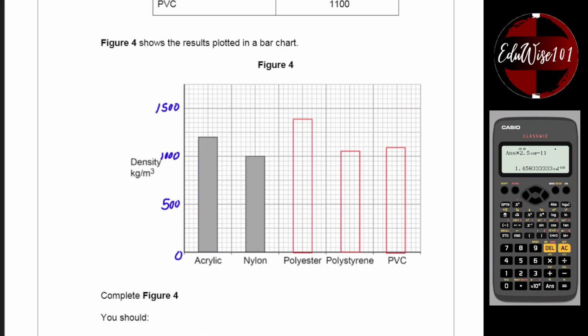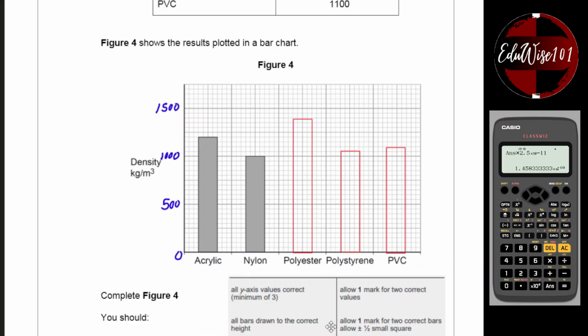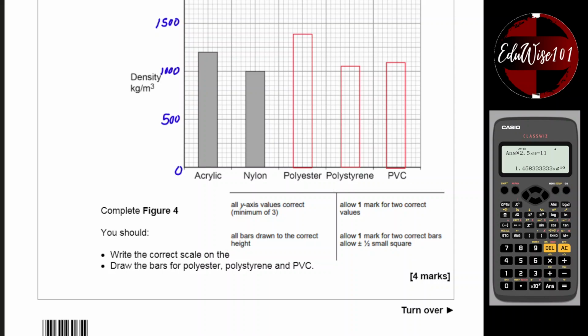The marking scheme gives you marks for all. Y-axis should have correct values, and there should be a minimum of 3 values. So let me bring the marking scheme guidance here so that you can actually see what they're expecting. So all y-axis values correct, minimum of 3. Allow 1 mark for 2 correct values. All bars drawn to the correct height. Allow 1 mark for 2 correct bars. Allow plus or minus half small square. So that's a tolerance level as well.